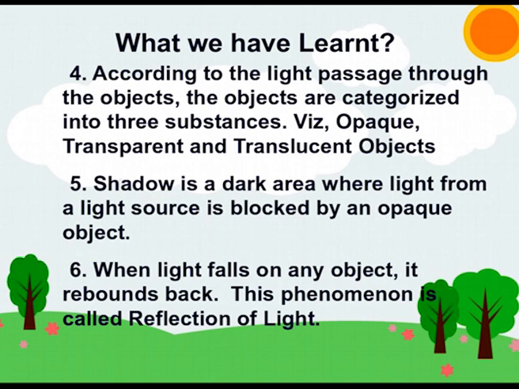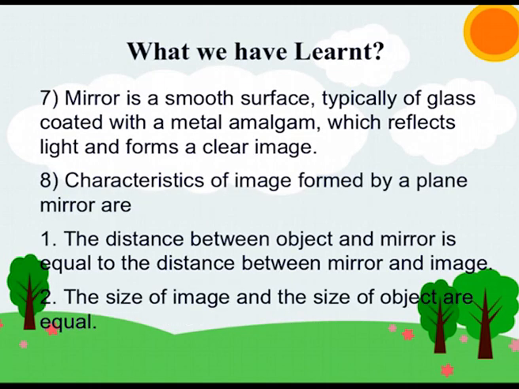Shadow is a dark area where light from a light source is blocked by an opaque object. When light falls on any object, it rebounds back. This phenomenon is called reflection of light. A mirror is a smooth surface, typically of glass coated with a metal amalgam, which reflects light and forms a clear image. Characteristics of the image formed by a plane mirror are: the distance between the object and the mirror is equal to the distance between the mirror and the image.